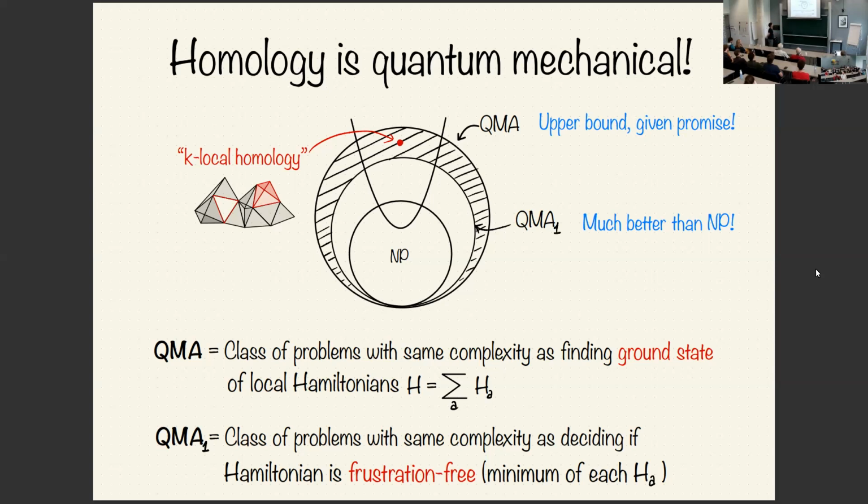Now QMA1 is a class of problems with the same complexity as deciding if a Hamiltonian is frustration-free. So what does frustration-free mean? It is deciding whether the ground state of the full Hamiltonian is also a minimum of each of these components. If each of these components, which is just interacting with some local degrees of freedom, is minimized in the whole state, then you say that the Hamiltonian is frustration-free. And the homology problem sits exactly between these two classes. What's the complexity definition of QMA1? We'll get to it. I'll give you the precise definition soon, but it's QMA with perfect completeness. The one stands for perfect completeness. So in the case of yes instances, you accept with probability one.